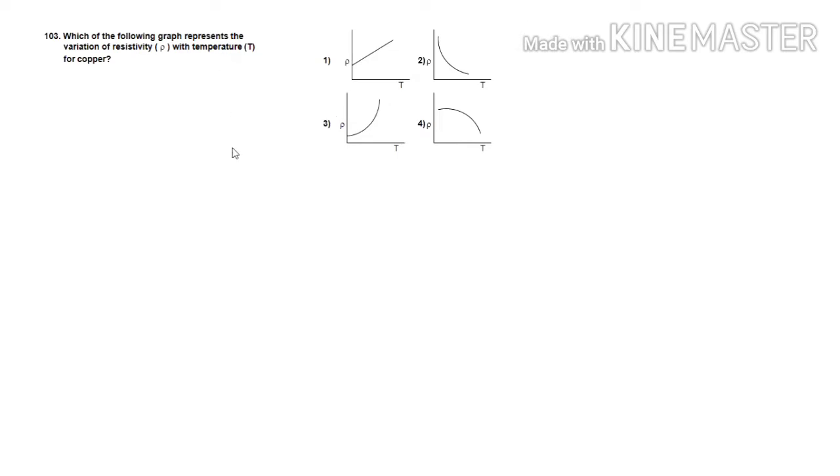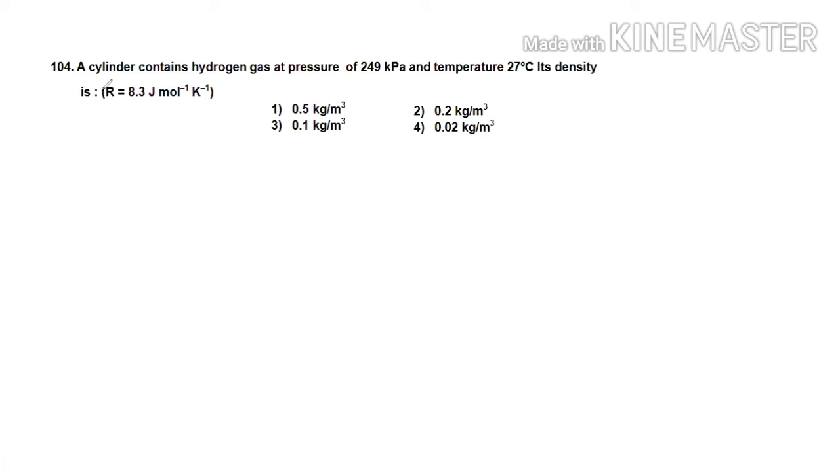Now we see the next question. A cylinder contains hydrogen gas at a pressure of 249 kilopascals and temperature 27 degrees Celsius. Its density is, they are asking us the density. So we know the formula for a gas, PV is equal to nRT. So PV is equal to, n means mass divided by M, into RT. So from this we want density, no?